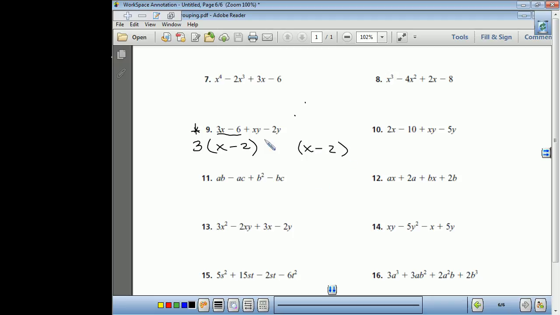Okay, so we want this one to match. And then what do these two have in common? A y. So we're going to pull out in front what they have in common, what's the same. And then what was left, we're going to group together. So we could write this 3 plus y, or you could write it y plus 3.